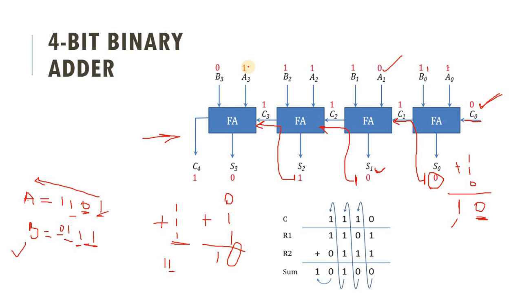Now the next full adder has 3 bits: the value of register A is 1, the value of register B is 0, and the carry bit is 1. We'll add these numbers, so it generates the output 10. So output variable S3 stores 0 and the carry 1 is generated. So this is how the 4-bit binary adder works.